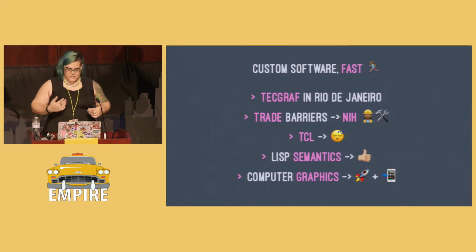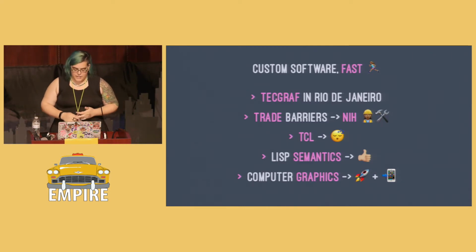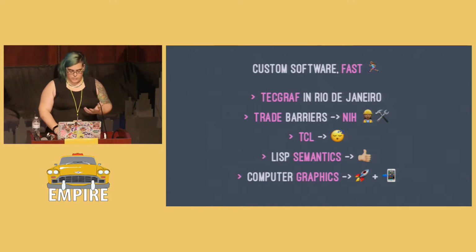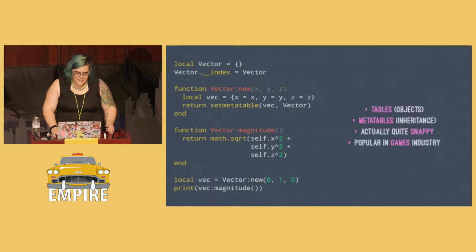And finally, since this was going to be used for computer graphics software, it needed to be both fast and embeddable. That is, it needed to play nicely with the lower level C and C++ code for the most performance sensitive bits. So this is what we ended up with.